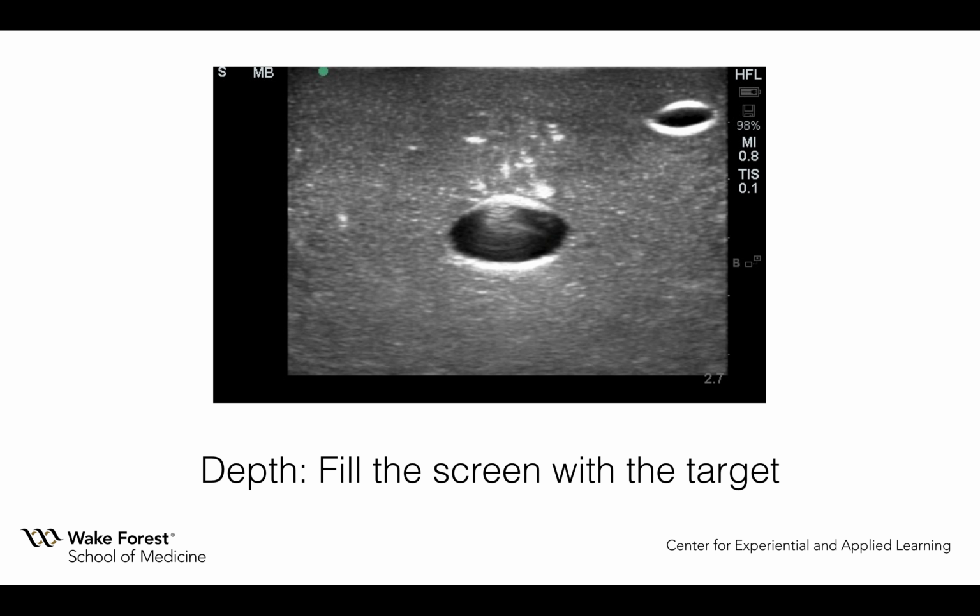When we're preparing the image to do the procedure, we want to try to fill the screen with our target and have enough tissue imaged around there so that we can keep an eye on where we're going. So we don't want the thing we're targeting to be very small and at the top of the image. We also don't want it to be right at the bottom of the image. We want to try to get it as much to the middle of the image and as big as we can make it appear in the image.